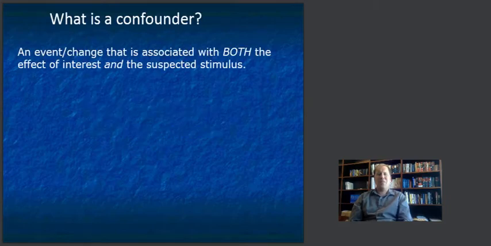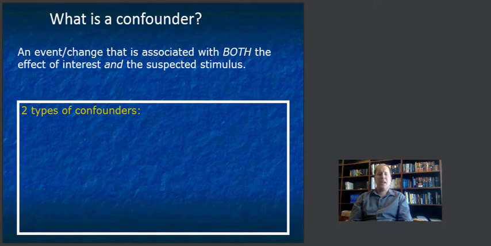What is a confounder? A confounder is an event or change that is associated with both the effect of interest and the suspected stimulus. This is an abstract definition, but I'll repeat it one time. A confounder is an event or change that is associated with both the effect of interest and the suspected stimulus.